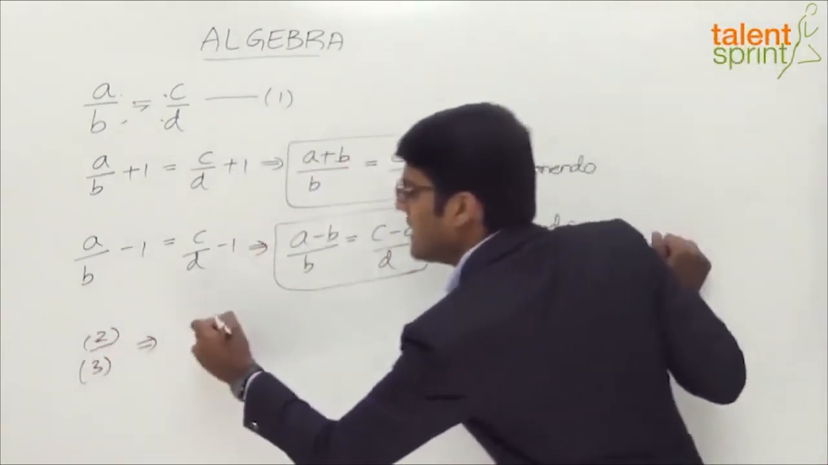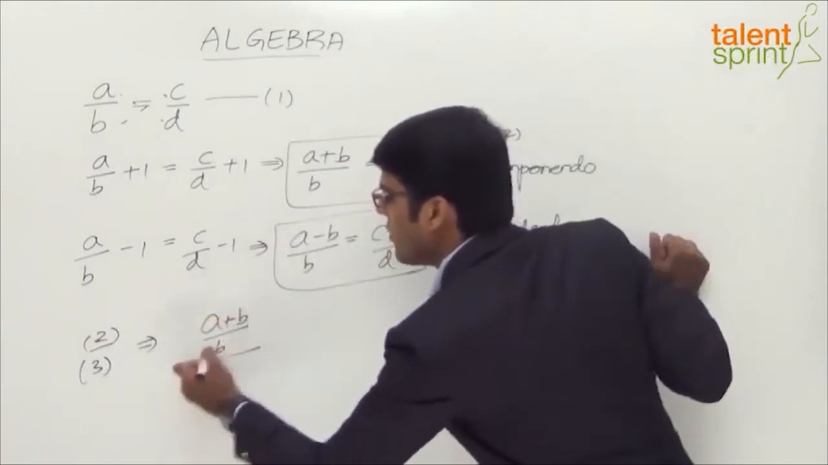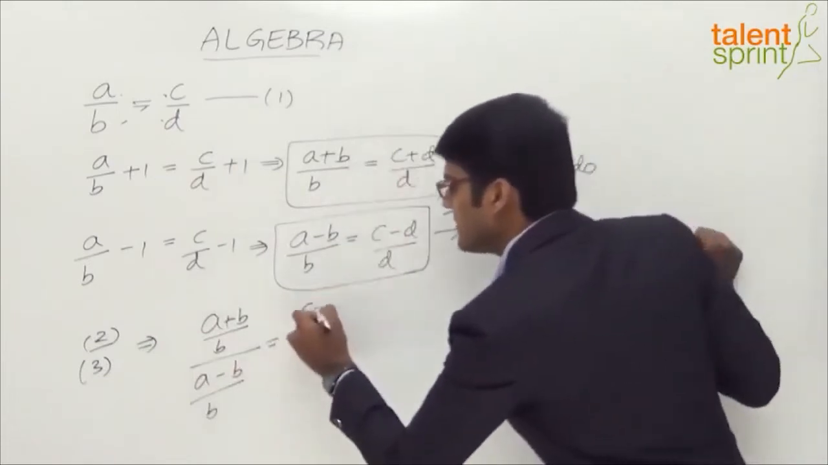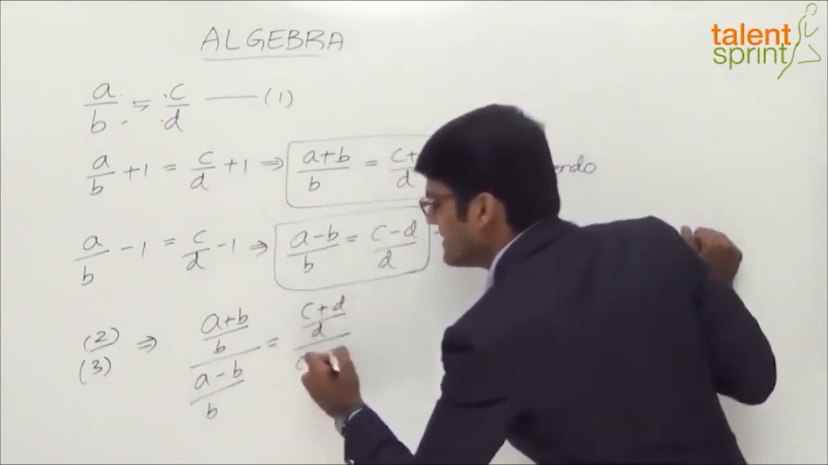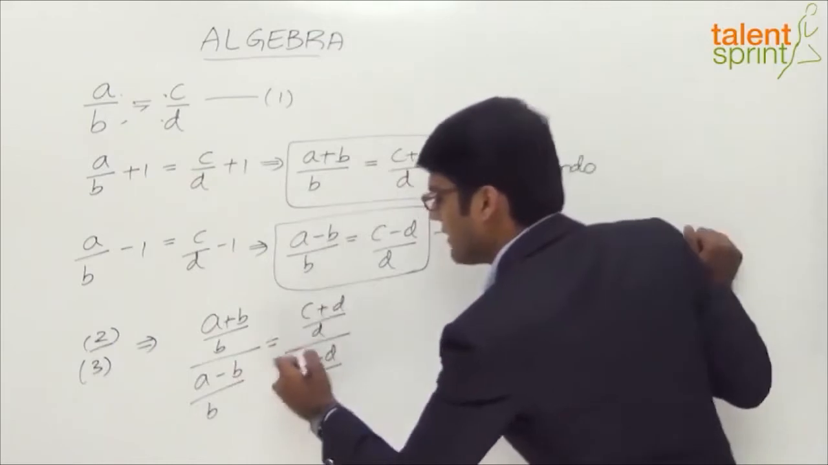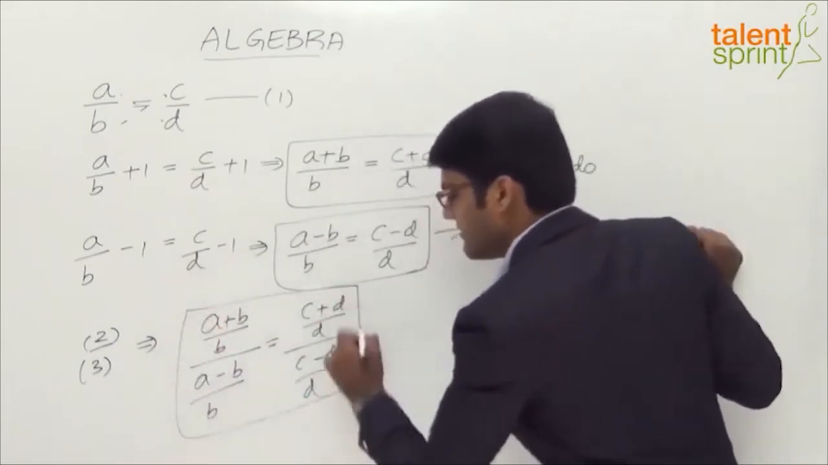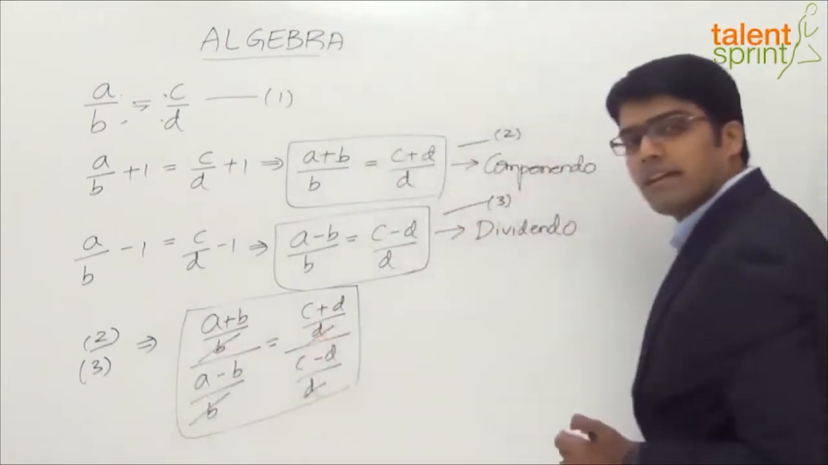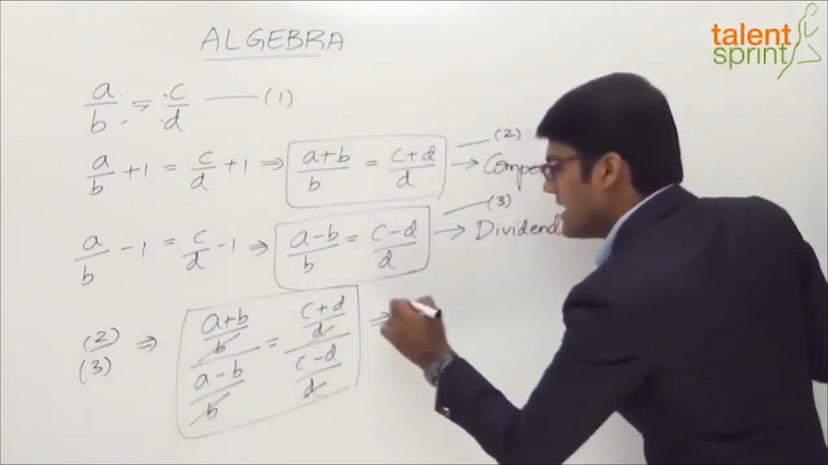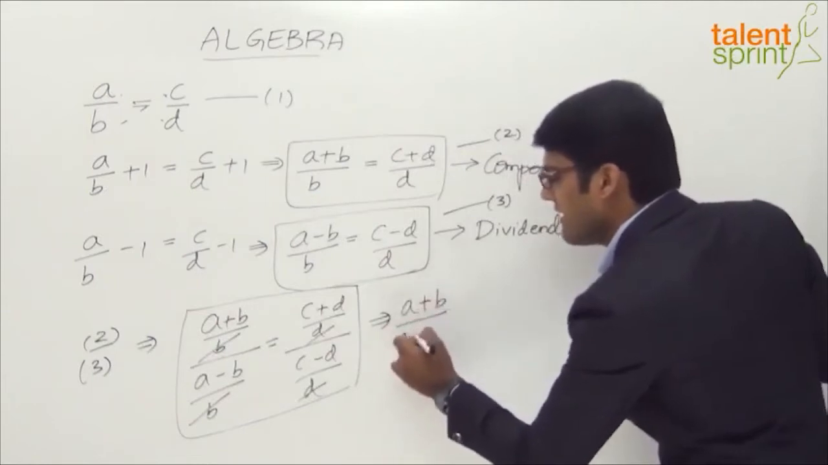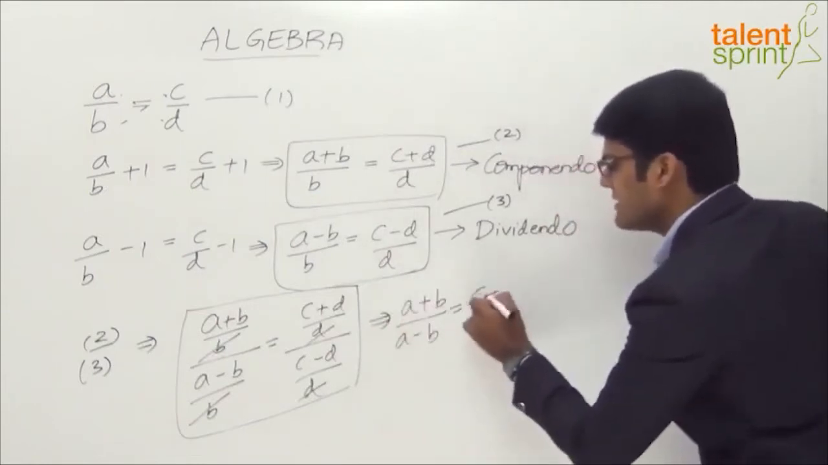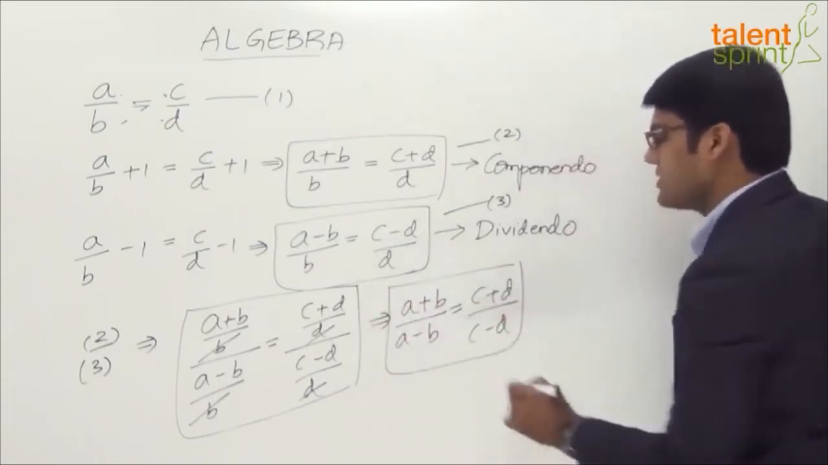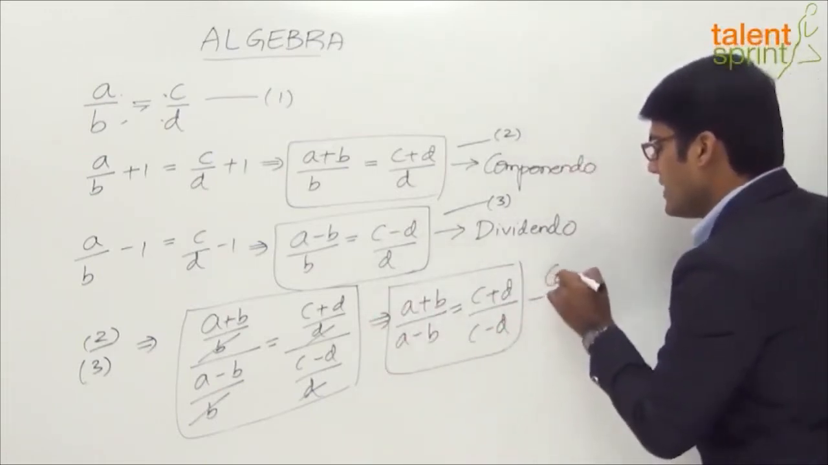We can say (A plus B by B) whole divided by (A minus B by B) equals (C plus D by D) divided by (C minus D by D). Alright? Now, this when simplified further, what happens? B and B anyway get cancelled. D and D also get cancelled here. So what are we left with? A plus B by A minus B equals C plus D by C minus D. And this relationship is known as componendo dividendo.